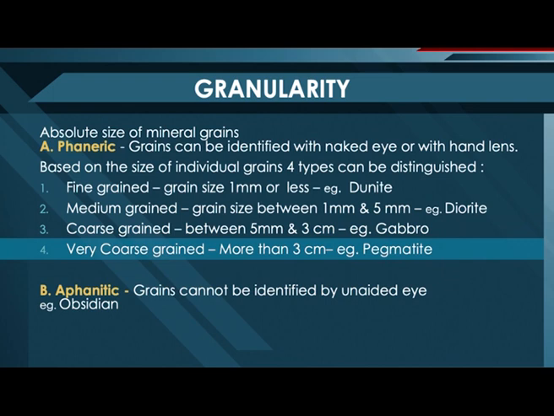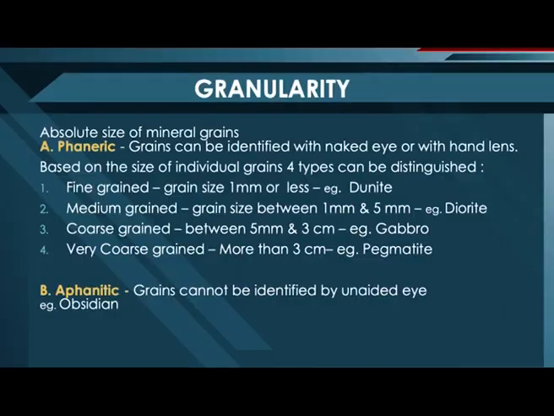The last one, that is the fourth variety, is called very coarse grained texture, which has grains that are more than 3 centimeter in diameter. The best example is pegmatite. When somebody says pegmatite, that term itself shows that it is a very coarse grained rock. So, we have different types of pegmatites. These include granite pegmatite, syenite pegmatite, diorite pegmatite, gabbroic pegmatite, etc. So, thus phaneric rocks show four types of textures: fine grained, medium grained, coarse grained and very coarse grained.